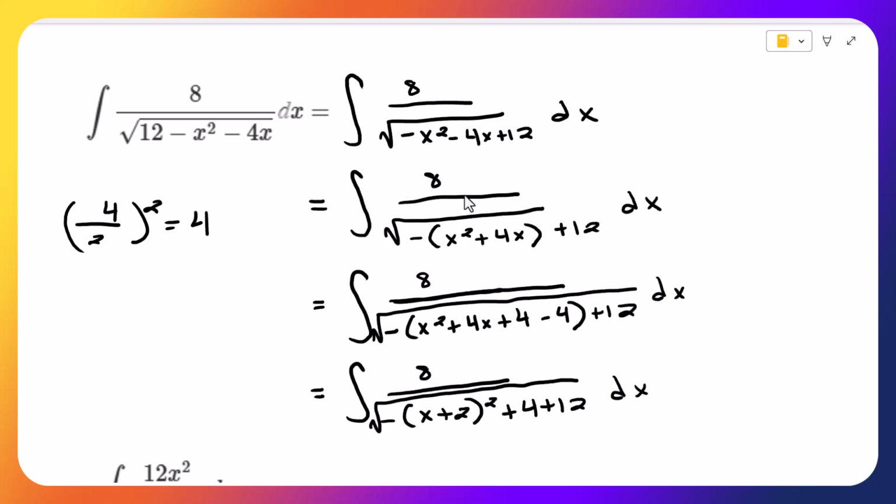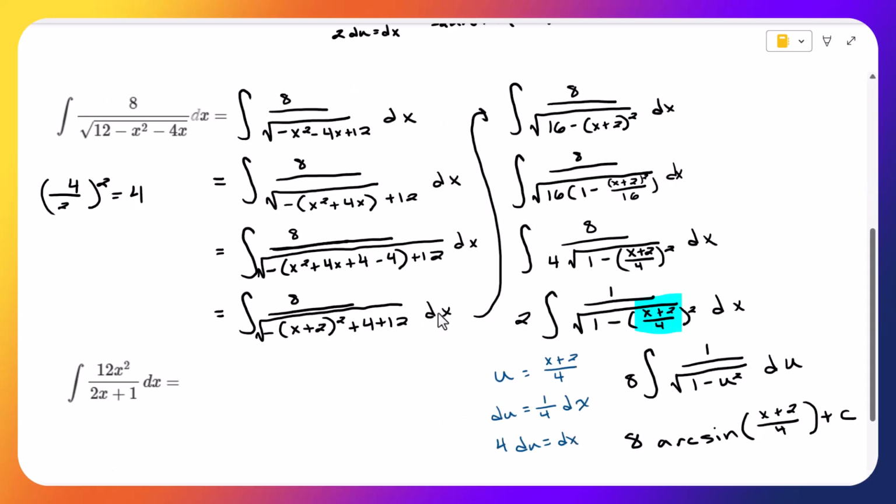Okay, so I went through and I factored out a negative first, and then b over 2 squared, 4, add 4, subtract 4. Notice it's all inside the parentheses, and I'm factoring the first 3 terms. That gives me x plus 2 squared, and then I distributed this negative there, so that would be a positive 4. So I end up with negative x plus 2 squared plus 4 plus 12. And from there, you can probably keep working on your own again real quick.